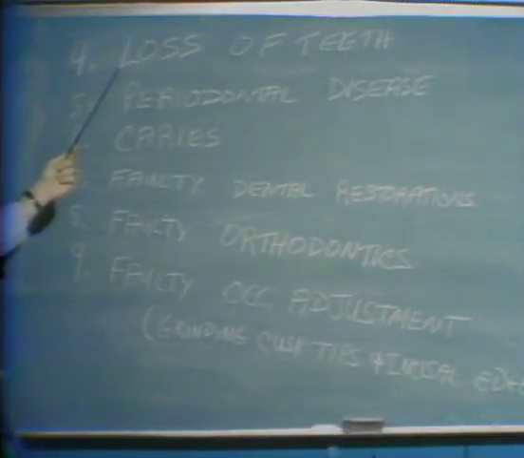loss of continuity of the contact points with resultant food impaction, caries in these areas, followed by periodontal disease, deepening of the pockets, loosening of the teeth, and with the drifting of the teeth, an introduction of centric relation prematurities as well as balance and working side prematurities.